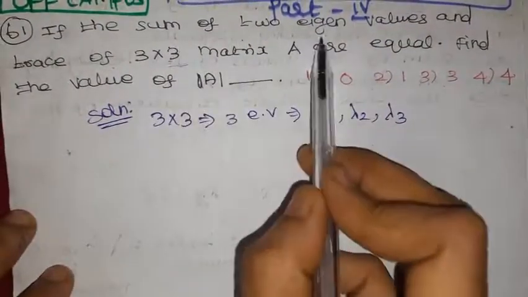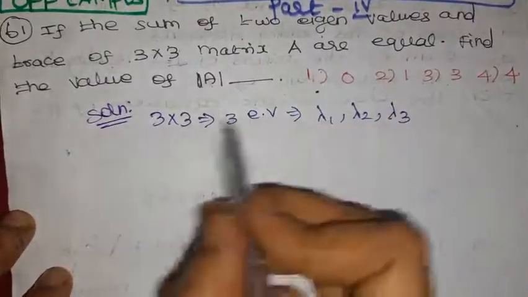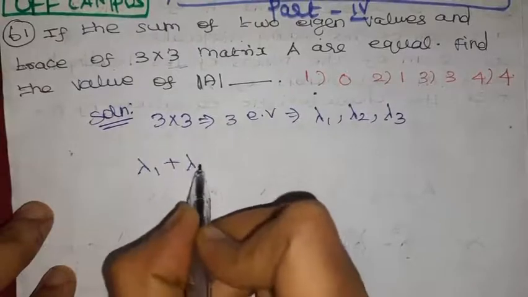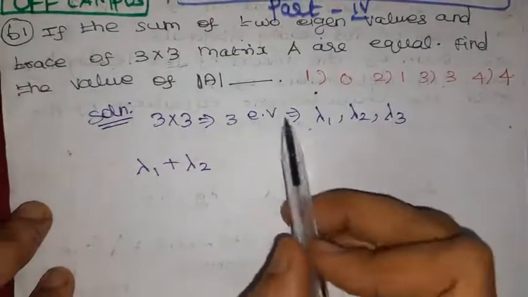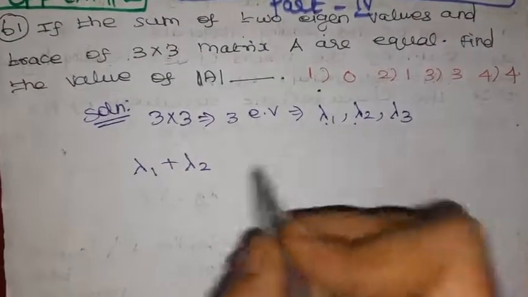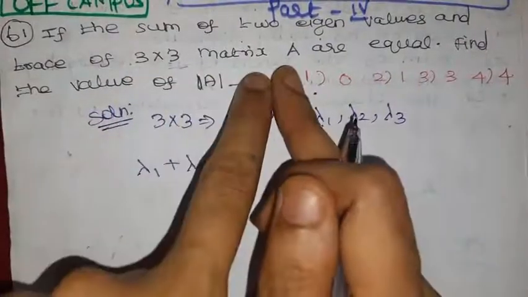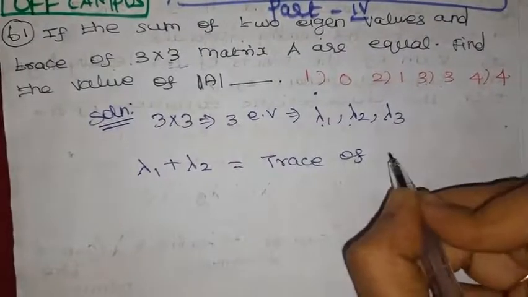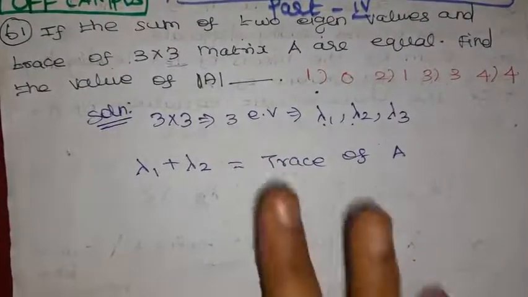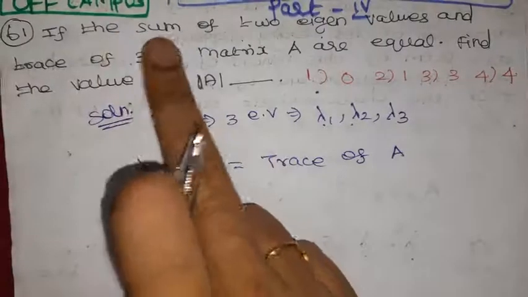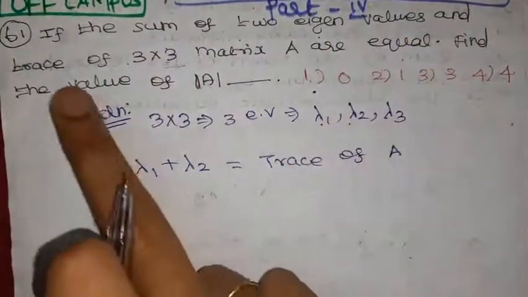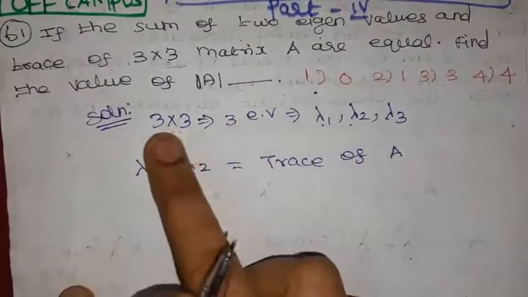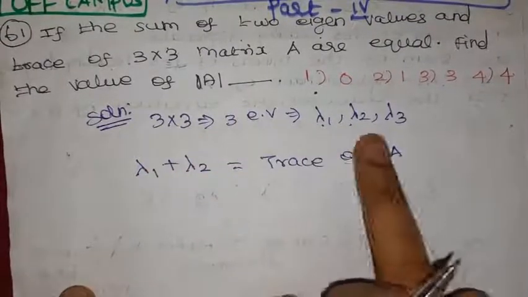So, what is given? The sum of two eigenvalues, which means lambda 1 plus lambda 2, is equal to the trace of the 3 cross 3 matrix A. That is given in the problem. The sum of two eigenvalues is equal to the trace of the 3 cross 3 matrix. Since it has 3 eigenvalues, the sum of two of them is lambda 1 plus lambda 2.